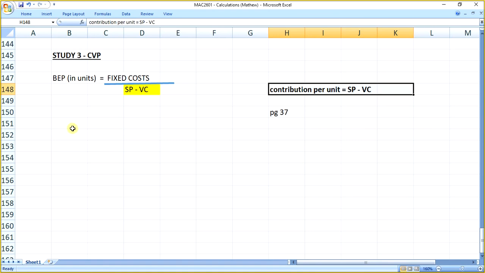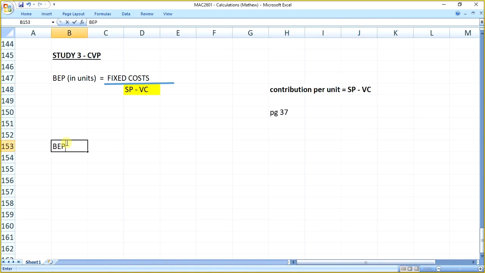If you want break-even point in rands, BEP in rands, in sales volume, sales revenue, you don't have to learn a new equation. All you have to do is take the break-even point in units and multiply it by the selling price. You'll get the same answer. So those are the two equations that you need for this particular section. Got that? Yes.